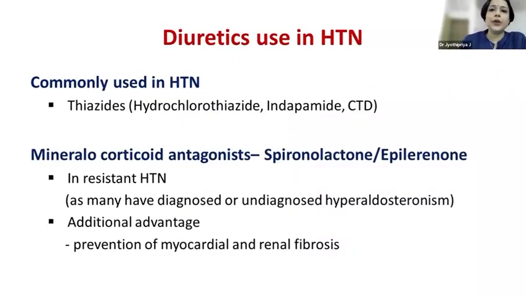Then the commonly used diuretics in our practice to control blood pressure are the thiazides: hydrochlorothiazide, indapamide, and chlorthalidone. We can also use mineralocorticoid antagonists like spironolactone, eplerenone, especially if there is resistant hypertension, because we know many of the times a person having resistant hypertension may have diagnosed or undiagnosed hyperaldosteronism. So this could be beneficial in that aspect. And one additional advantage is these agents will prevent myocardial and renal fibrosis. So we can use thiazide as well as mineralocorticoid antagonist.